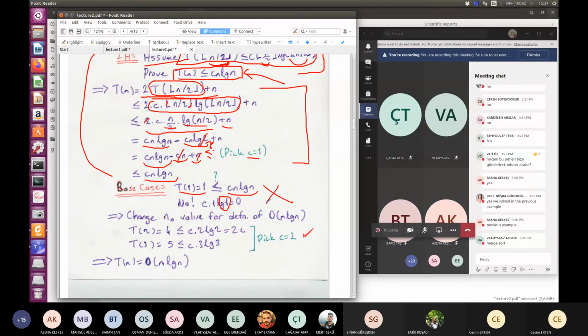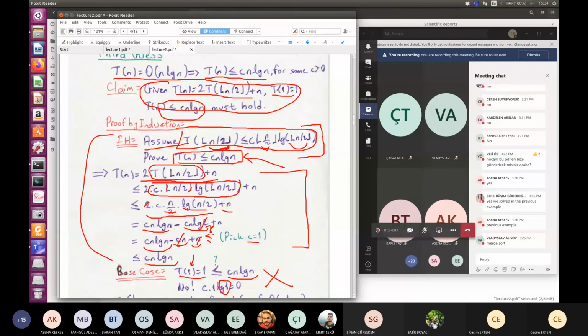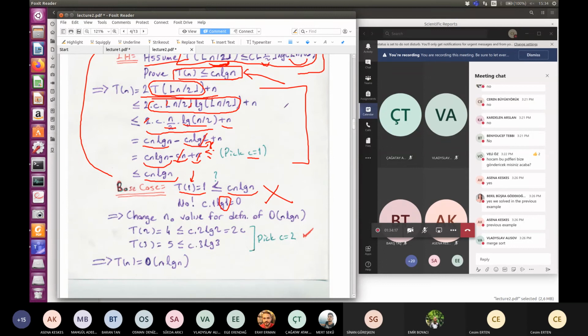Okay, so this is a slight problem, but it's not a big problem, because remember that T of 1 is our base case for the recurrence. And it seems that T of n less than or equal to C n log n doesn't work for n equals 1. It's not a big problem because we can always change our starting point n0. Rather than picking n0 to be equal to 1, we can pick something else. So let's pick, for instance, n equal to 2.